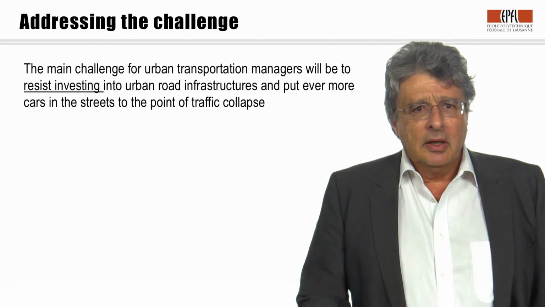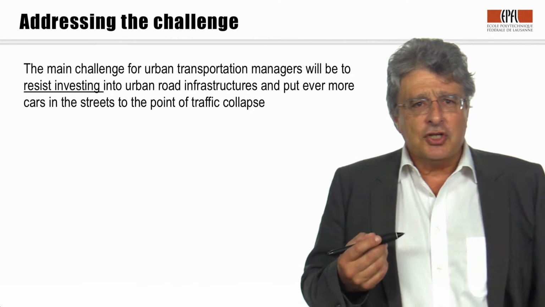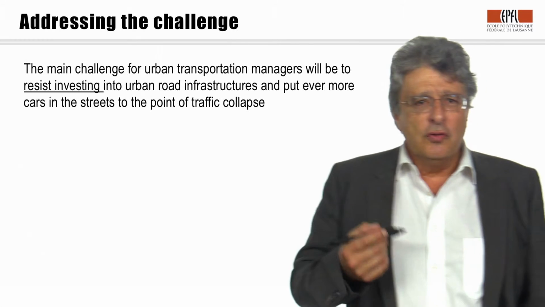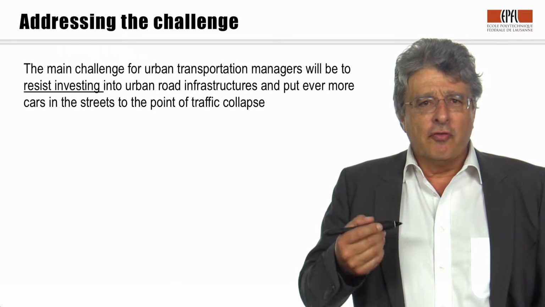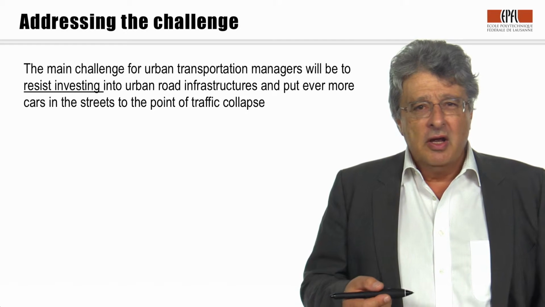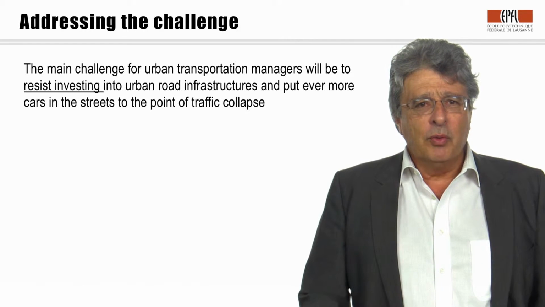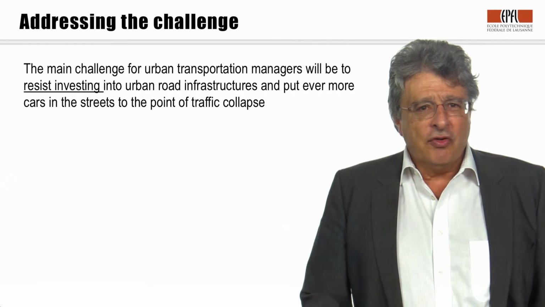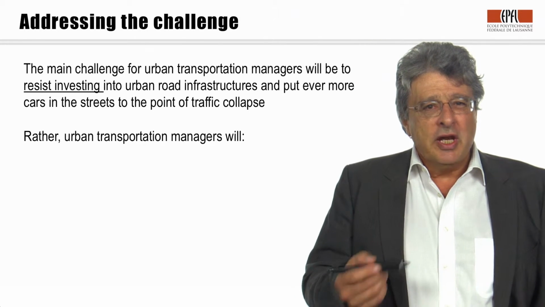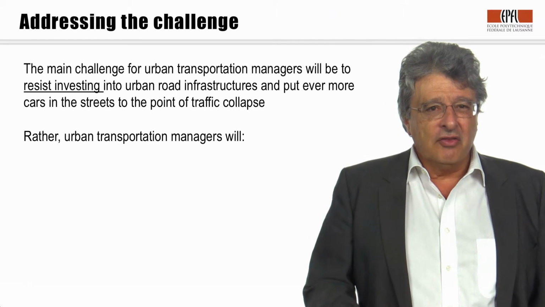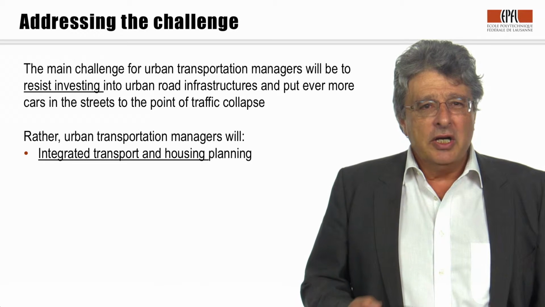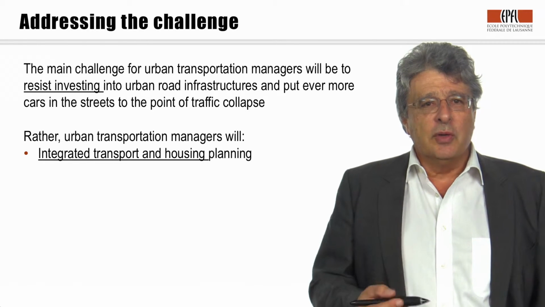Now, the main challenge will be here to resist investing into further urban road infrastructure to put ever more cars onto the streets. Sooner or later, this will lead to traffic collapse. Now, what should they do instead? I mean, resisting is one thing. Doing something positive is something else. What do they have to do instead?